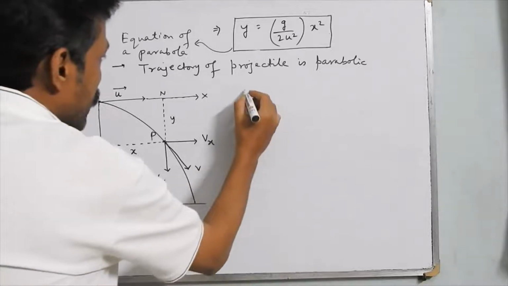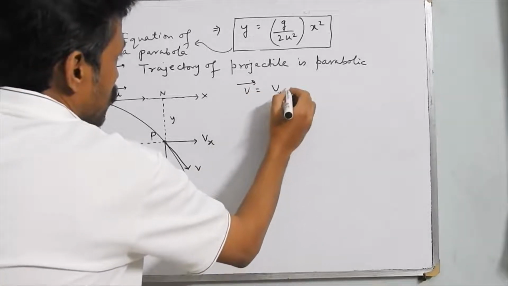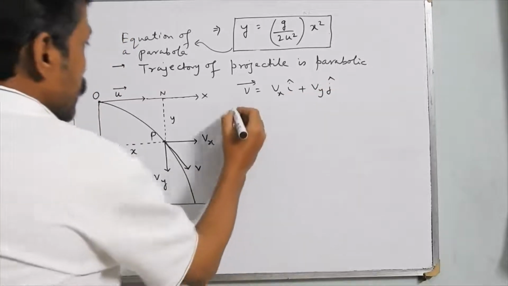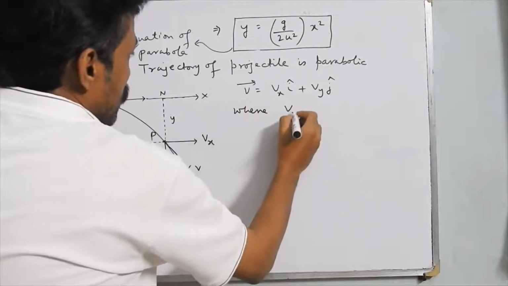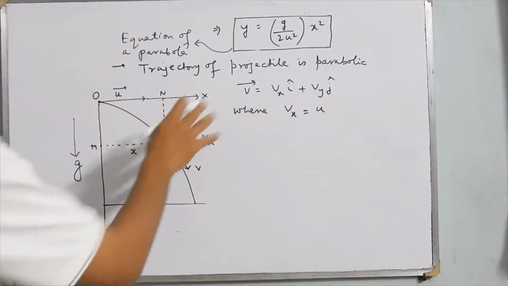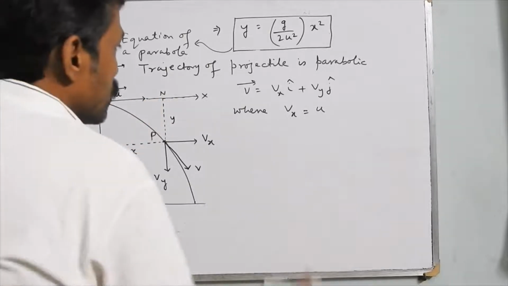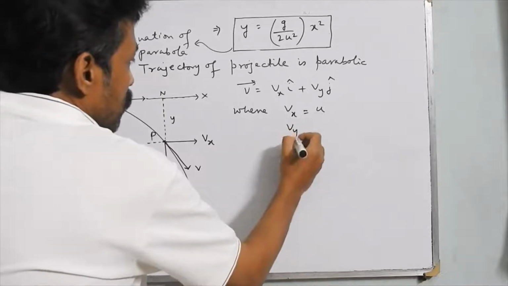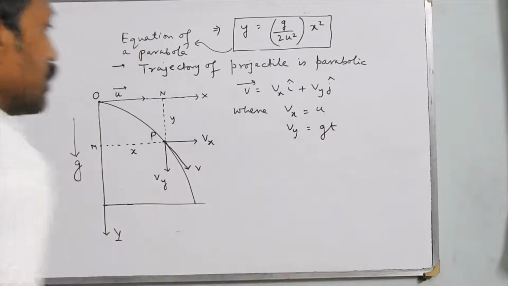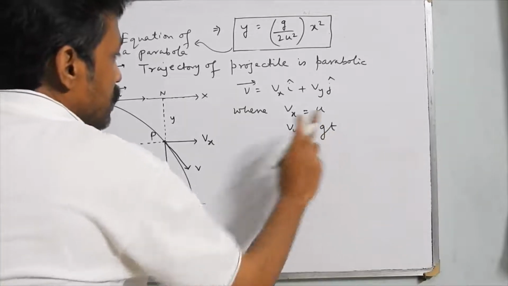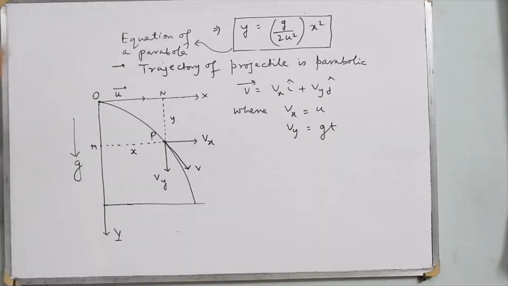So you can write V vector as having an x component Vx i hat and Vy j hat, where Vx is obviously u because along the horizontal there is no force. So along the horizontal the motion is purely uniform. So Vx is u, but Vy is gt. If you know the equation v equal to u plus at, the initial velocity along the vertical direction is 0. There was no velocity along the vertical direction. So Vy is just gt, as the acceleration along the vertical is g.